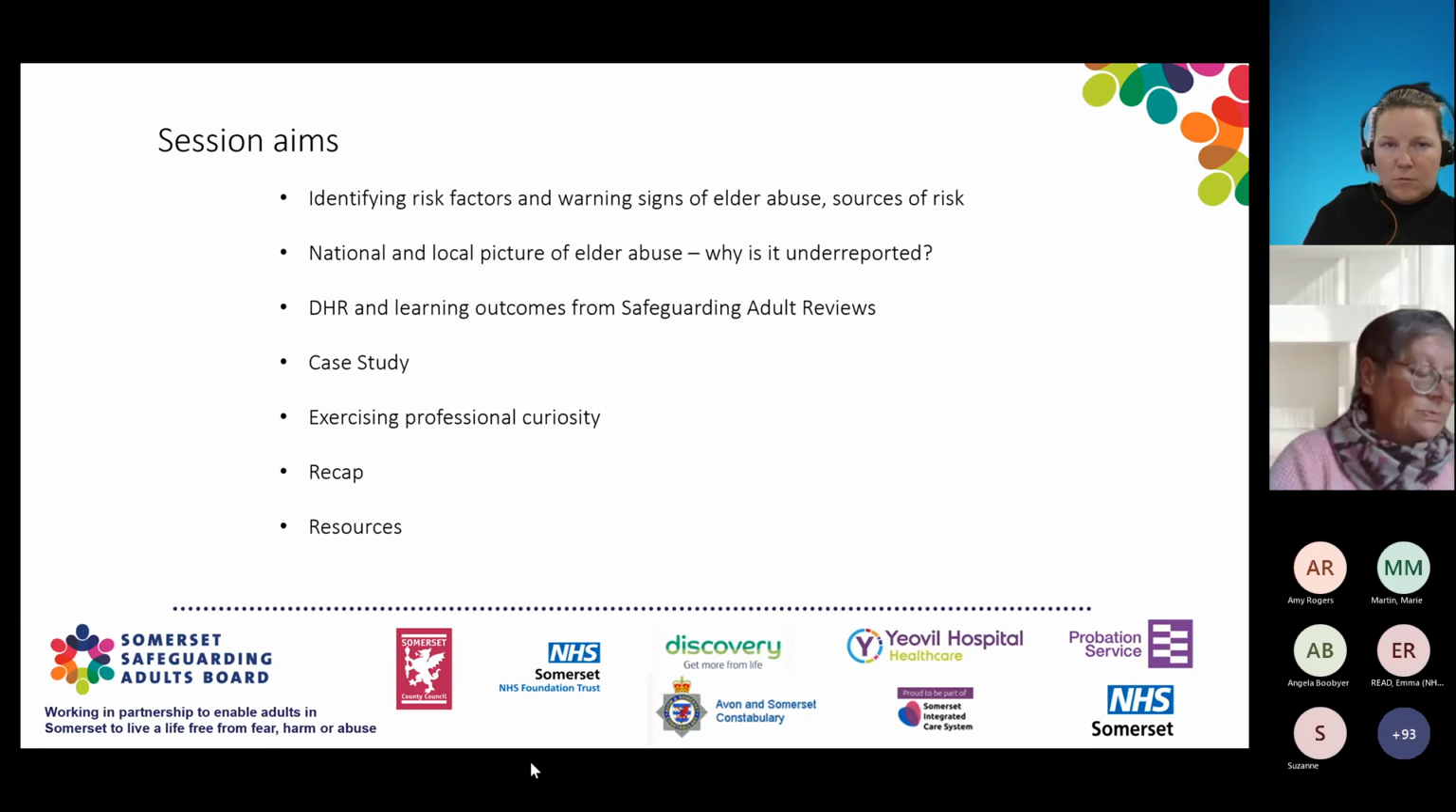So the aims of today's session are to identify what is meant by the term elderly and the term elder abuse, the 7 types of elder abuse, and the risk factors and warning signs. We also hope to learn from an adult safeguarding review and apply this to a case study later on in today's session. We will revisit what professional curiosity looks like in practice. What are the barriers, and the importance of the language that we use, not only to the victims, but also to other family members? To have a recap and discuss what the future looks like in respect of adult safeguarding, particularly around elderly abuse. And also to have the opportunity to share good practice and practical tips.